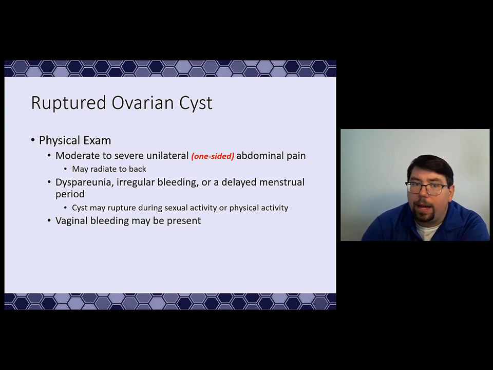And again, it can radiate to the back. Dysmenorrhea, irregular bleeding, or a delayed menstrual period are all very common associated with the cyst. And these cysts may actually rupture, especially during sexual activity or physical activity, which can lead to vaginal bleeding or discharge. So the things to keep in mind with a ruptured ovarian cyst: unilateral, one-sided pain, usually with some type of activity where the pain will be present, followed by some type of vaginal bleeding as well, or discharge.